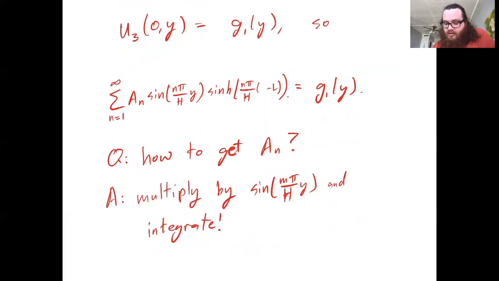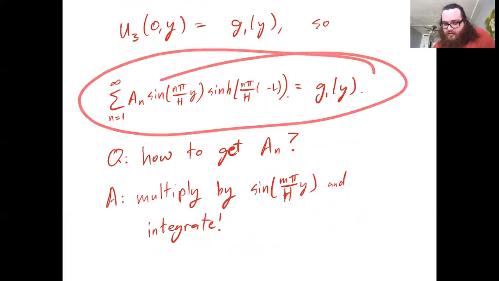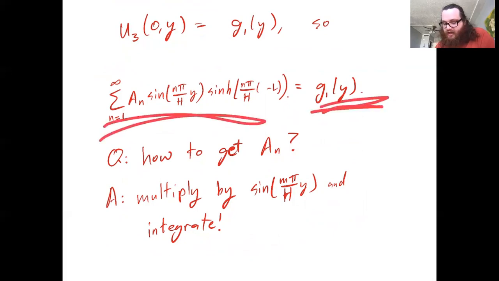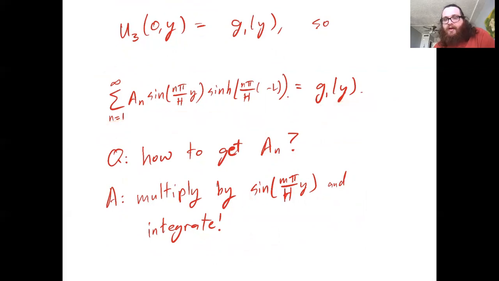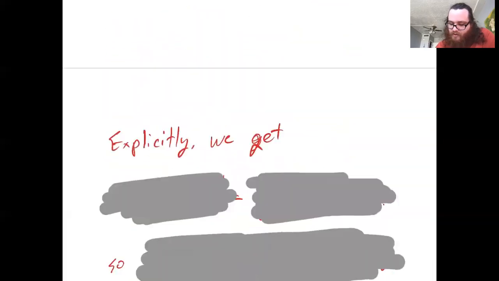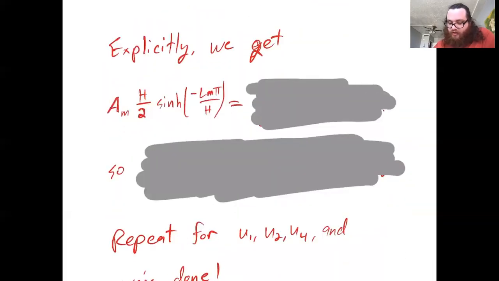Multiply each side, so multiply this side and that side, by sine of m pi over h times y. Integrate from 0 to L to isolate the coefficients that we want, and then solve for a sub n, in this case, a sub m. So what does that look like?